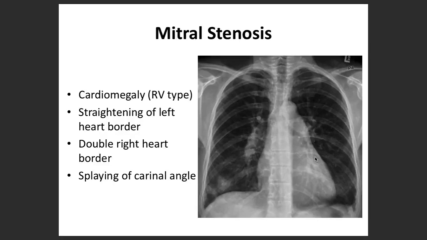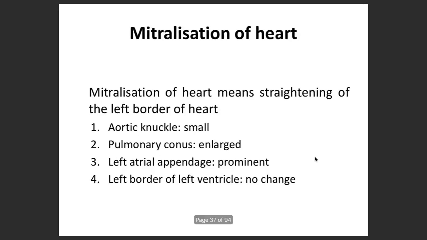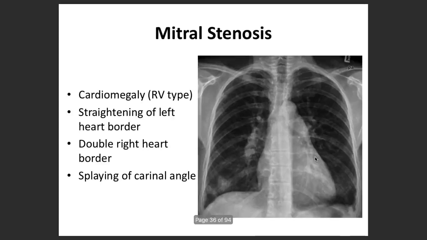Due to the pulmonary congestion, it may also lead to RV enlargement as well. So that is what is characteristic of mitral stenosis, which is characterized by mitralization of the heart. For example, if you look carefully over here, the aortic knuckle is very small, but the pulmonary conus is enlarged. The left atrial appendage, as we can see over here, is pretty prominent.